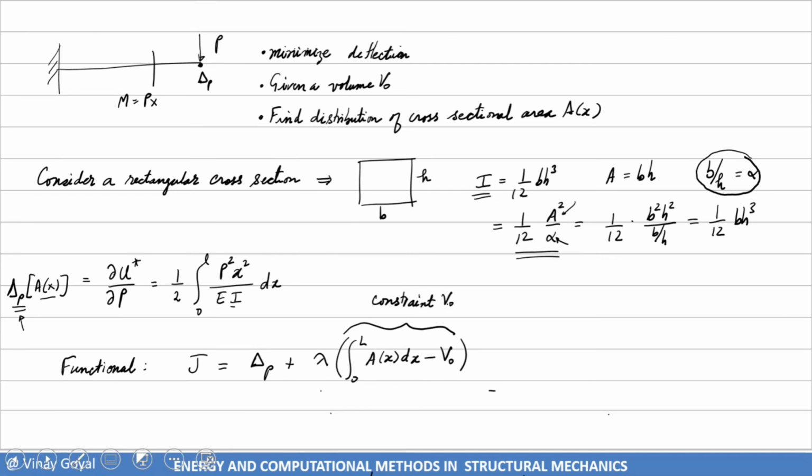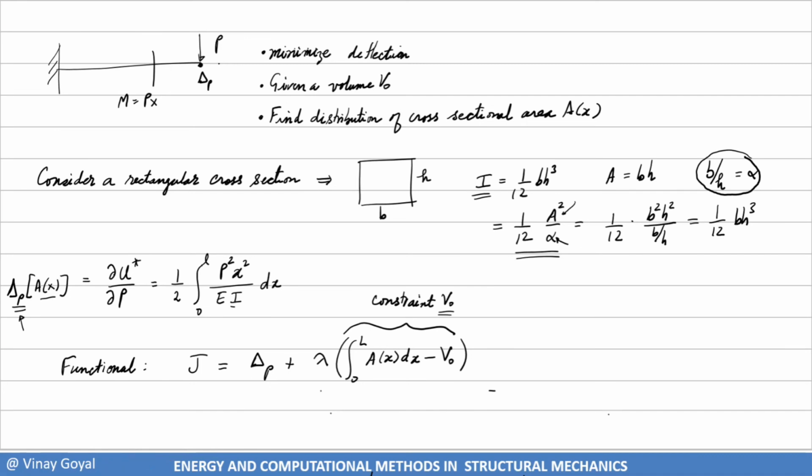It's very exciting because now I'm using second Castigliano's theorem to find the deflection in terms of P, but at the same time, I'm trying to find A that minimizes the deflection. And given the volume V naught, I want to know how the area gets distributed across this beam to achieve that, which I think is phenomenal. I think it's a phenomenal problem.